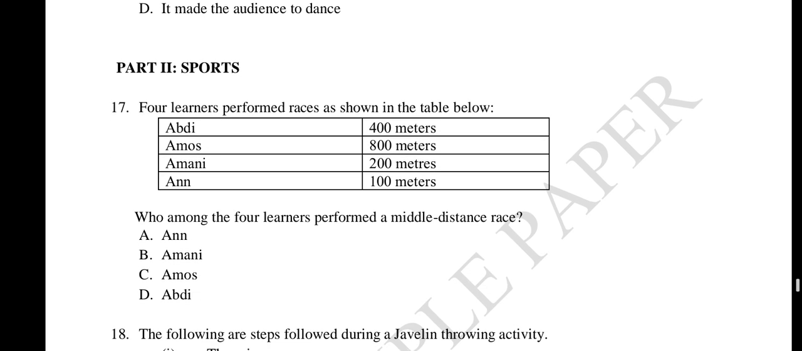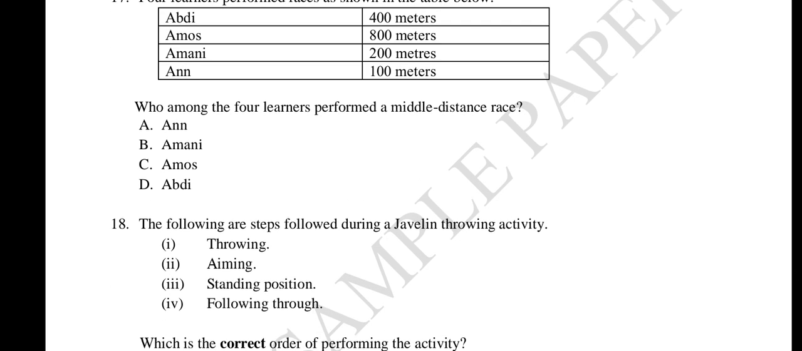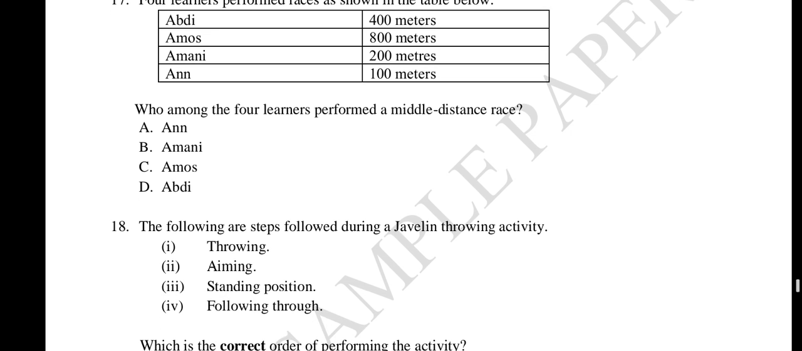Part 2, we start sports. 4 learners performed races are shown in the table below. Who among the 4 learners performed a middle distance races? Middle distance, we start from 800 to 1500. So Amos is the one who performed a middle distance race, which is 800 meters.